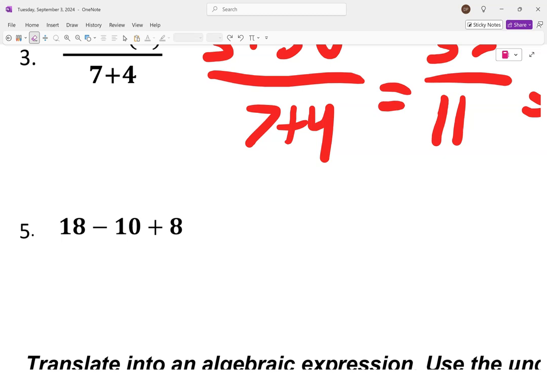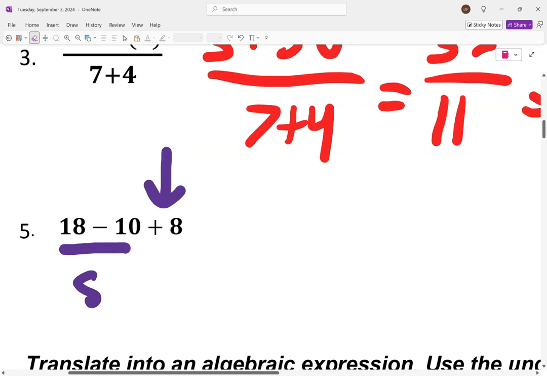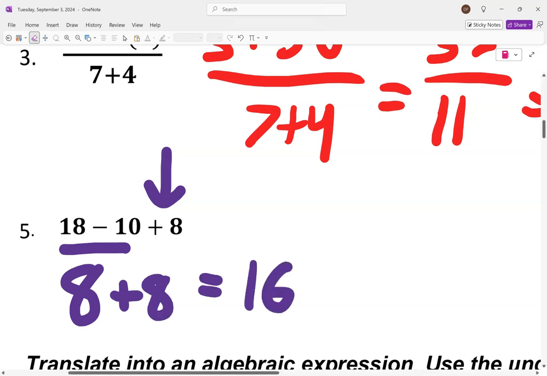Okay. Go ahead. According to order of operations, 18 minus 10 must go first. Right. And- the minus symbol goes before the plus symbol, even though addition comes before in PEMDAS, but since it's left to right, we do 18 minus 10 first. 18 minus 10 is 8, plus 8 is 16.